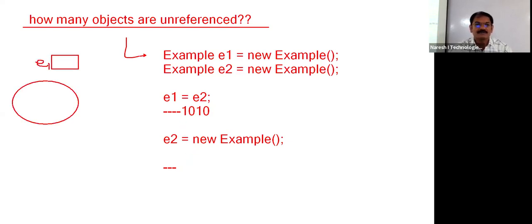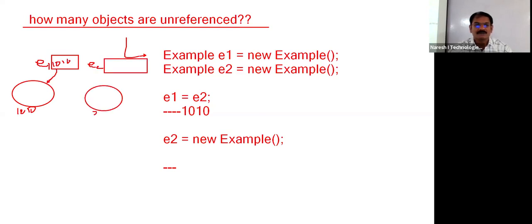E1 variable is created, and the 10 10 object is stored. E2 variable is created, and another object, 20 20, is stored. Okay. Now E1 equal to E2. E2 reference is copied into E1. The 10 10 object, which nothing points to now, is eligible for garbage collection.